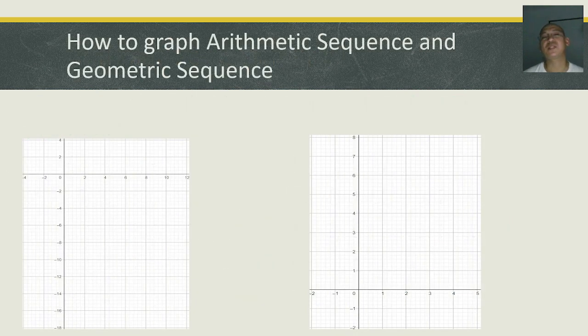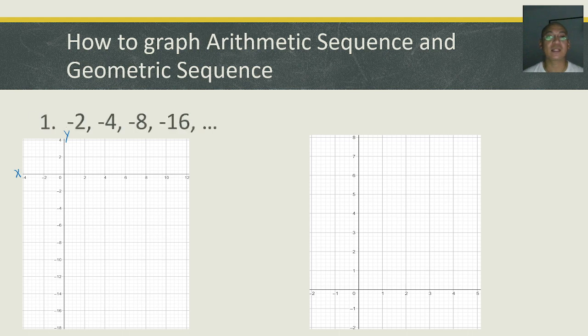So let us now proceed to how to graph an arithmetic sequence and a geometric sequence. Take note, in the Cartesian plane, we have the x and y axes, right? For you to know, the horizontal line is the x-axis and the vertical line is the y-axis.